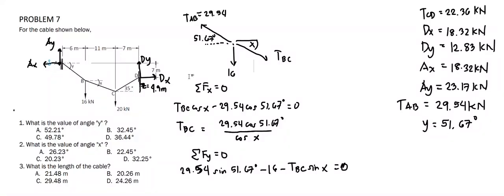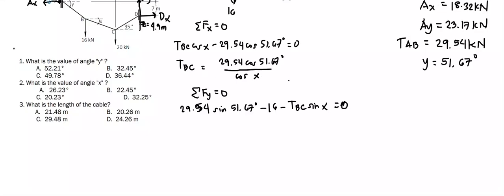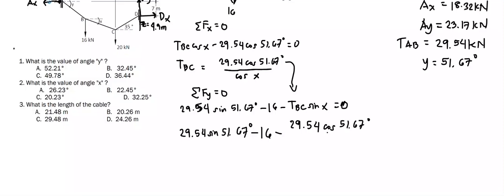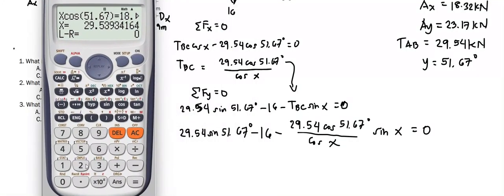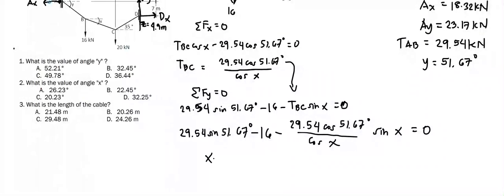From the first equation, we have TBC in terms of cosine x. We plug this value into the second equation so that we can solve for the value of x. That is 29.54 sine 51.67 degrees minus 16 minus TBC, that is 29.54 cosine of 51.67 degrees divided by cosine x, times sine x, is equal to 0, and we can solve for x. Here, we have x is equal to 21.38 degrees.